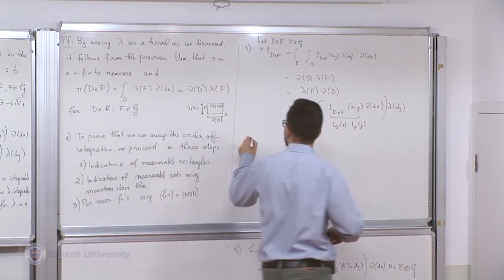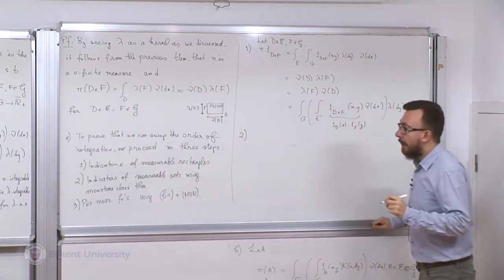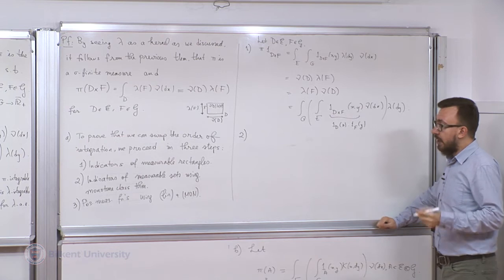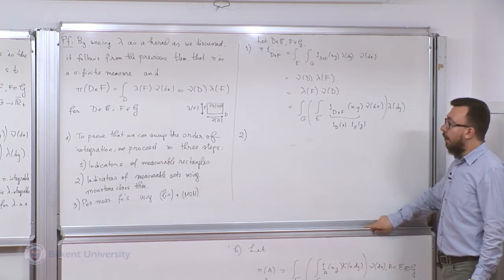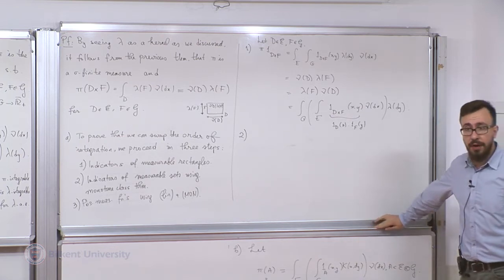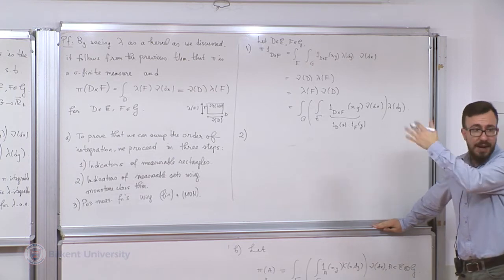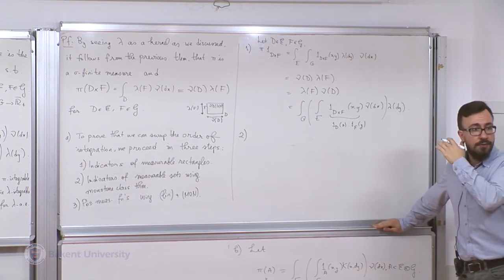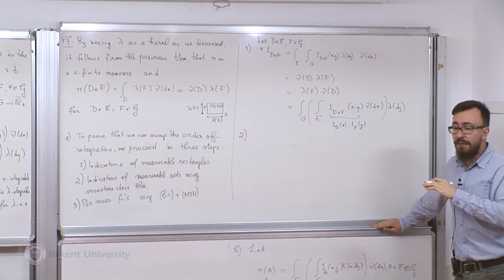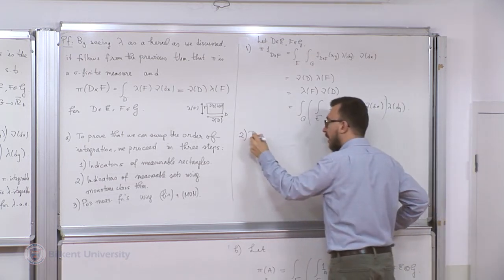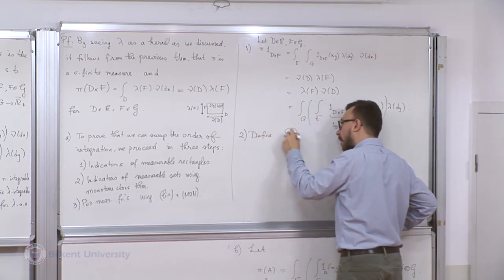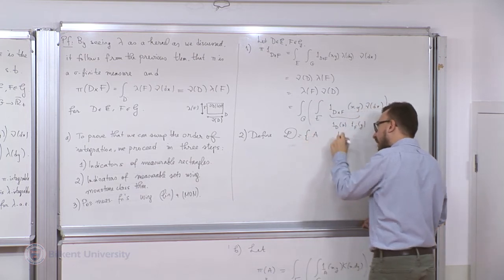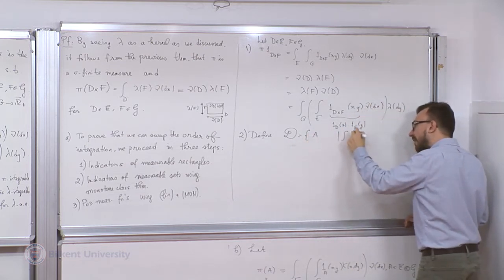So now how to pass to indicators of general measurable sets? Well, we have to use a monotone class theorem because we have the result for a pi system. The measurable rectangles form a pi system. So I have to define a collection of sets for which I have this result.